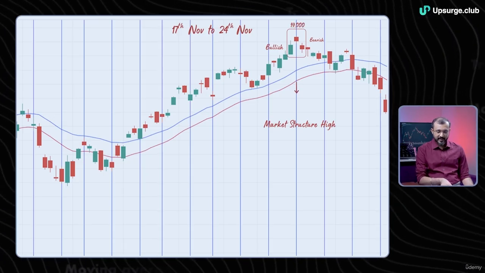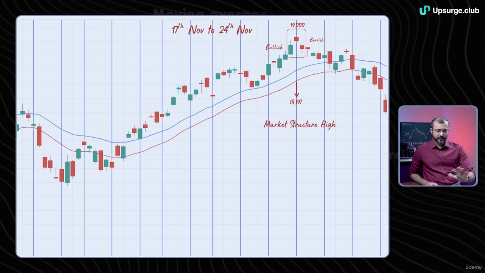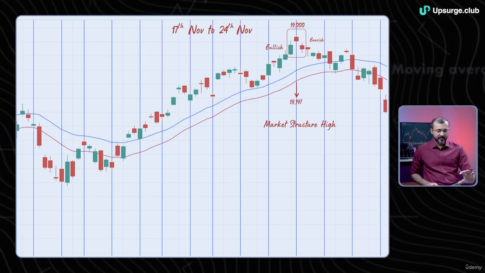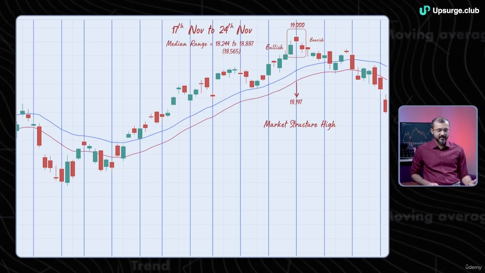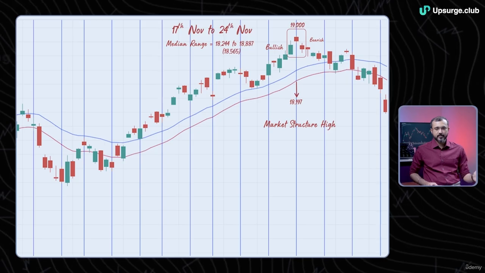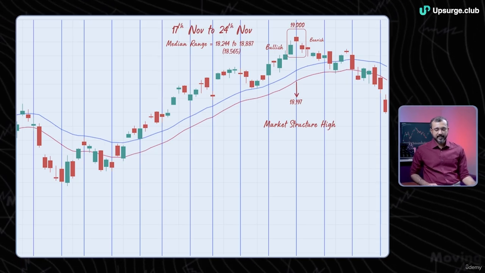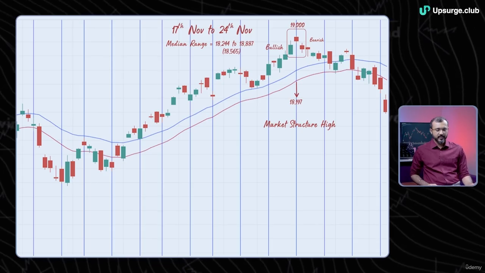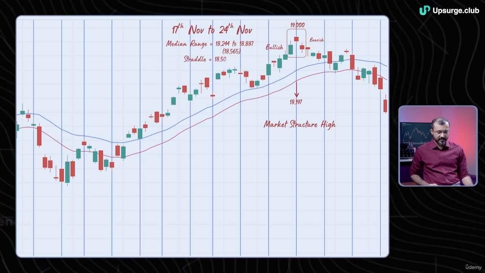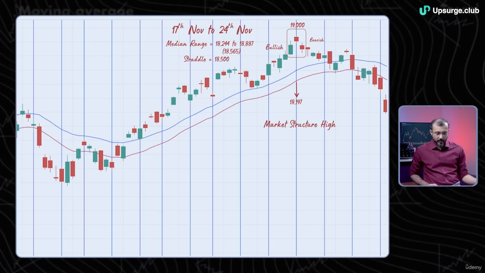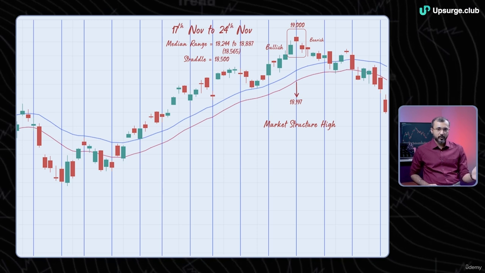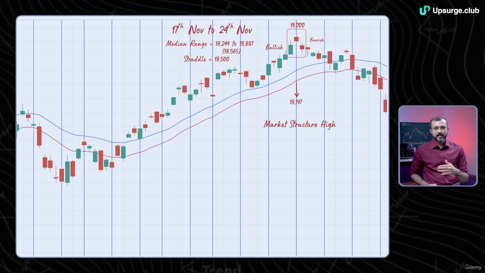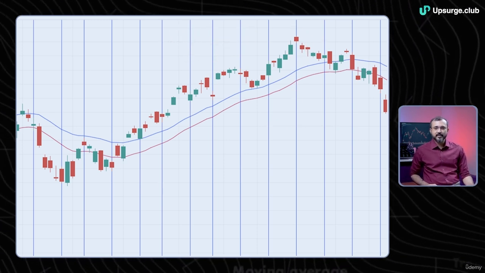The low is 18,400, somewhere near 18,197. We select the median range. The exact range is 18,244 to 18,887. The median range comes to 18,565, which is very close to 18,500. So we select the 18,500 straddle. We go short below 226. From there, the straddle has gone to zero. So we are able to make somewhere around 230 points.